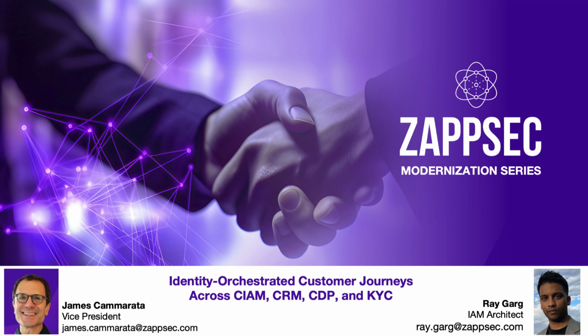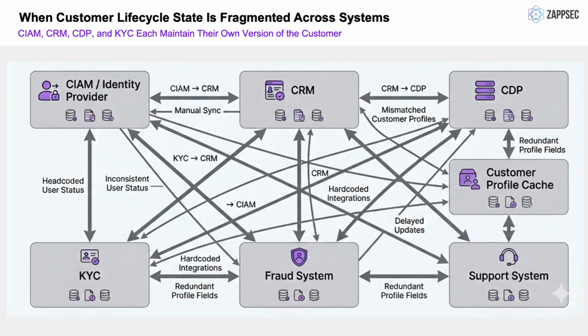So think about this. A customer completes a Know Your Customer form, but the CRM system still shows them as unverified. There's a fraud flag in the identity layer, which never reaches the customer data platform. So a personalized offer keeps flowing to an account which is under review. Marketing sends a campaign to someone who closed their account 2 weeks ago. Each team discovers the same root cause at a different time. This is an example of when systems don't talk to each other. So, Ray, what do you think about this?